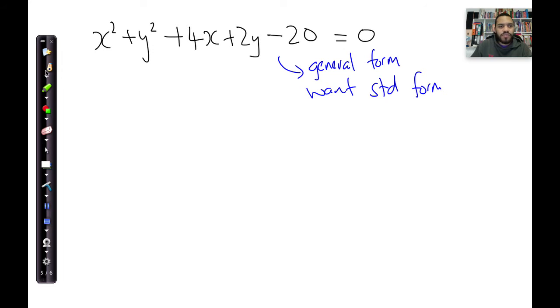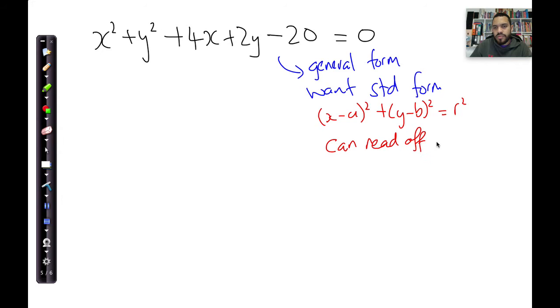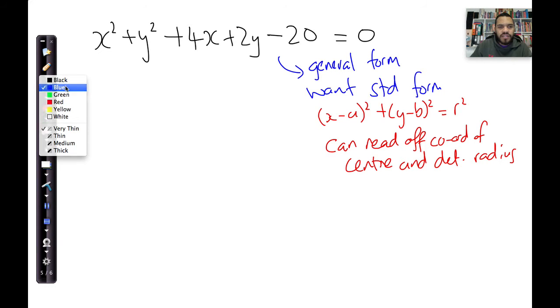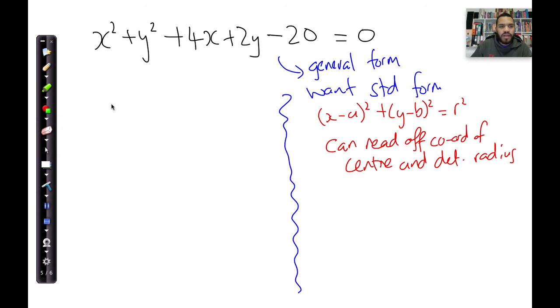Now, why is the standard form useful? Let's quickly write down what the standard form is. Standard form is (x minus a) squared plus (y minus b) squared is equal to r squared. And this is useful because I can read off the coordinates of the center and easily determine the radius. So the question is, how do I move from this form over here to the other form?